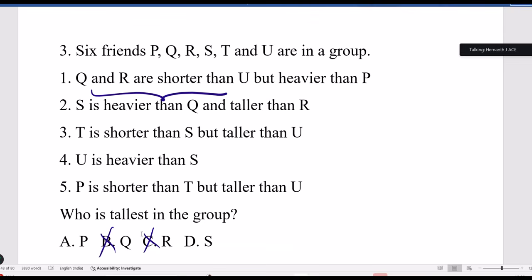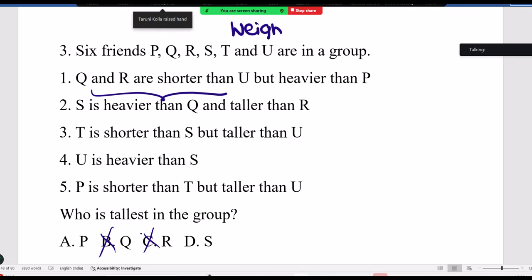Heavy is weight. They are deliberately mixing weight and height both. You have to focus only on height here. Our focus should be literally only on height. S is taller than R. Q and R are shorter than U. S is taller than R. Okay, but how are S and R related? Where do we have to check?